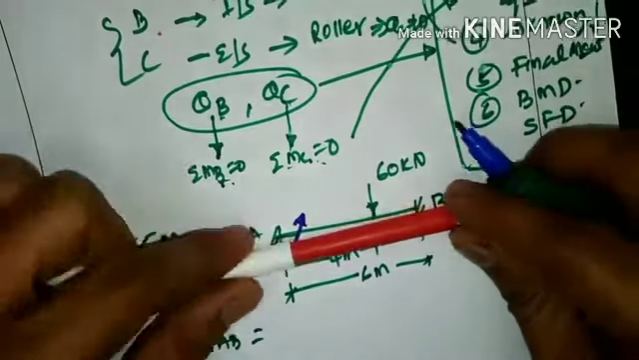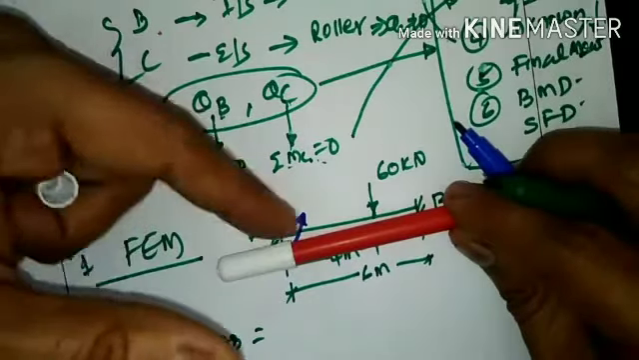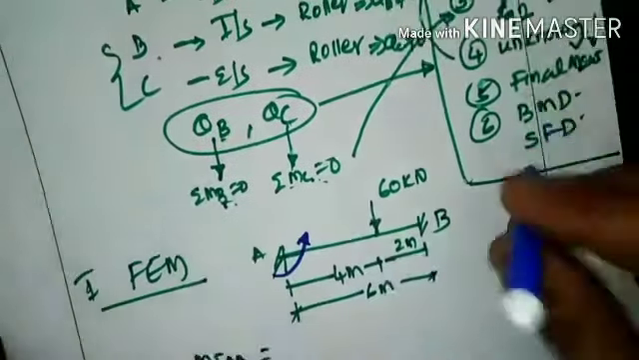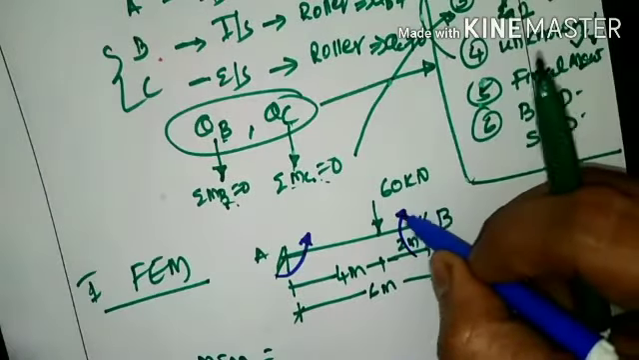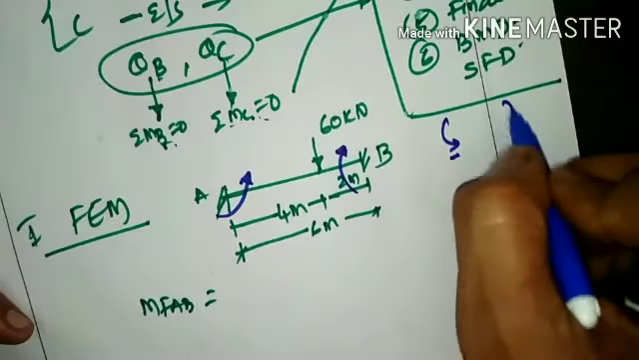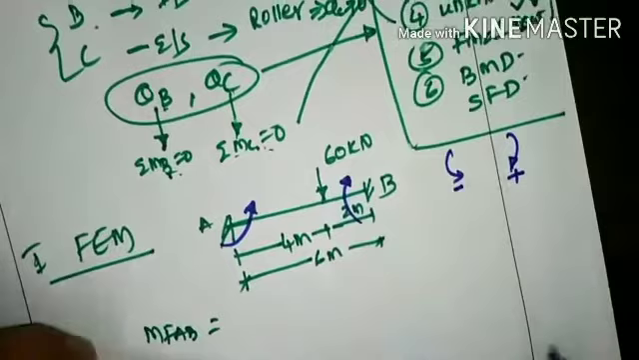B I am going to hold and A I will release. The 60 kilonewton force is acting in the downward direction, so this will rotate in the anti-clockwise direction. So B will offer resistance in the clockwise direction. So all anti-clockwise rotations are to be negative, and all clockwise rotations are to be positive.